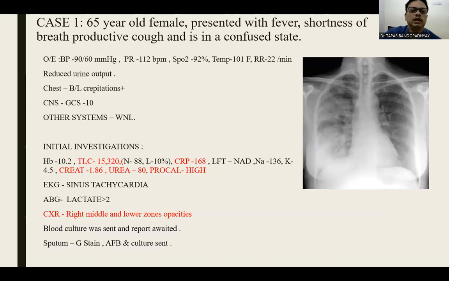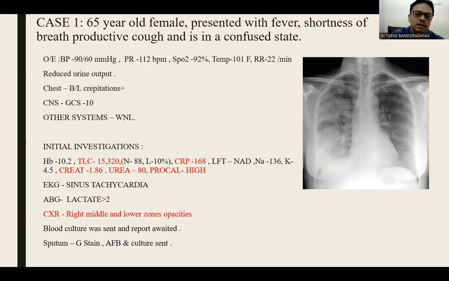So we start with the case of a 65-year-old female who presented with fever, shortness of breath, and productive cough, and is in a confused state. Why a confused state? Because of the hypoperfusion of the brain due to infection. Where is the infection? We are coming to that later. So the patient is suffering from fever, shortness of breath, cough, and is in a confused state.